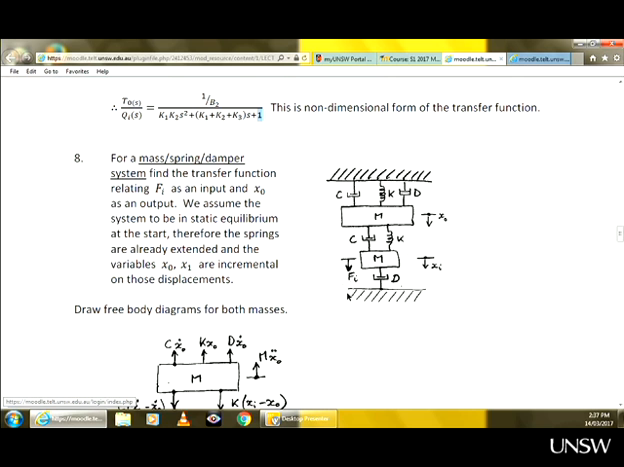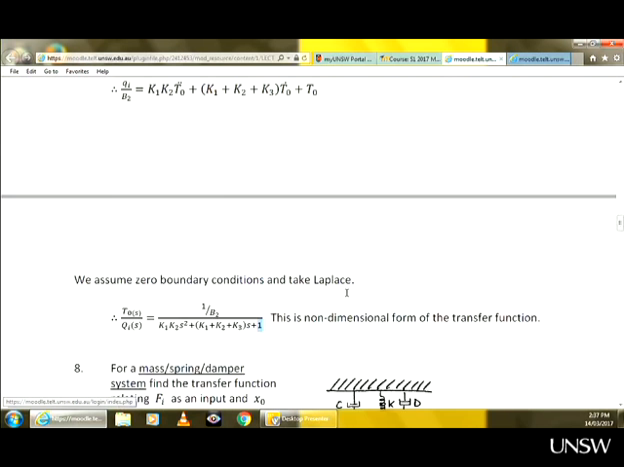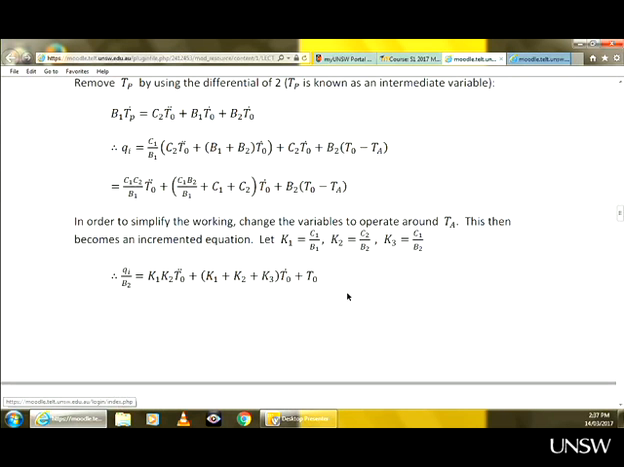Any questions on this problem? Yes? This is still not Laplace, this is still time domain because you have derivatives. I'll just introduce some constants to simplify a little bit. Yes?